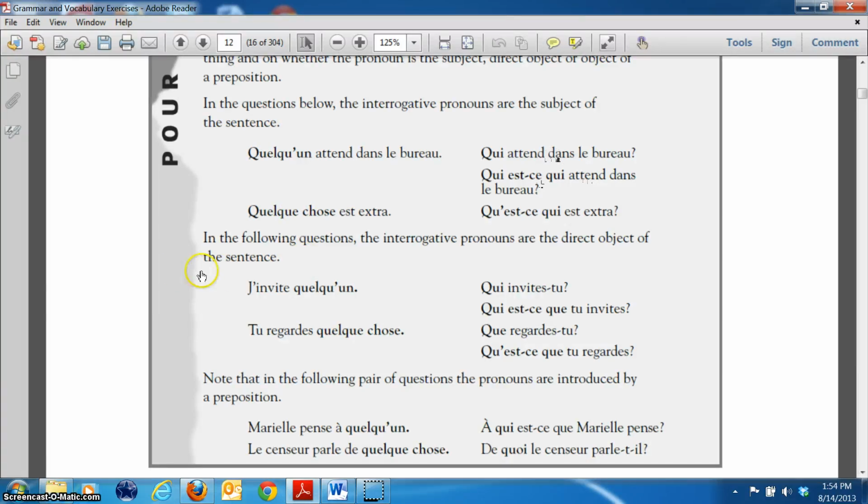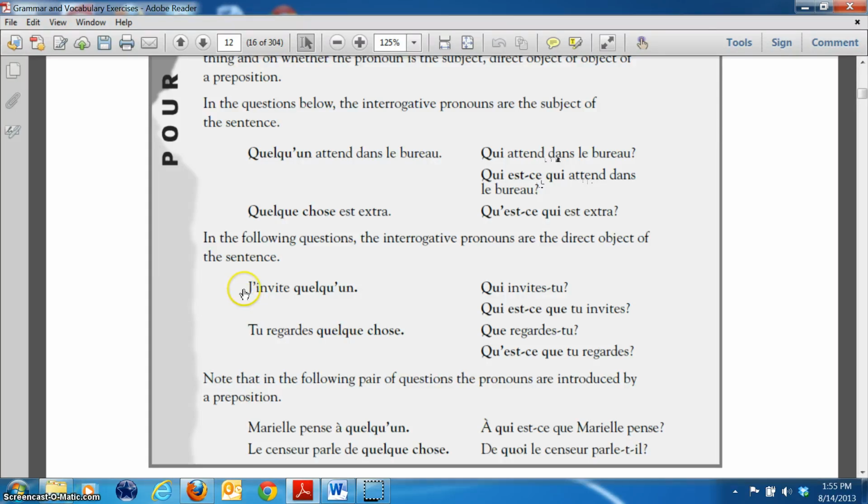It says, note that in the following pair of questions, the pronouns are introduced by a preposition. So in French, we can't get rid of the preposition, and we can't end a question or a sentence with a preposition either. Okay? So, Michelle thinks about someone. All right? The attendance guy talks about something.